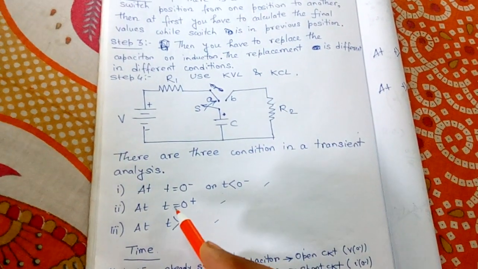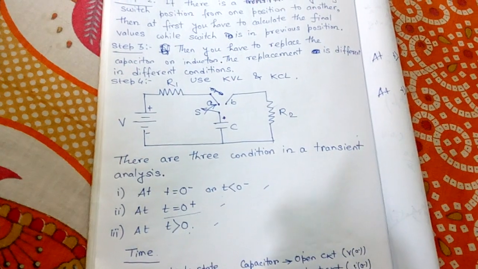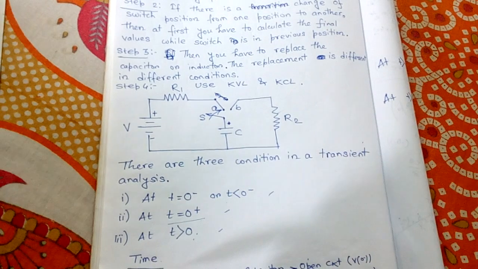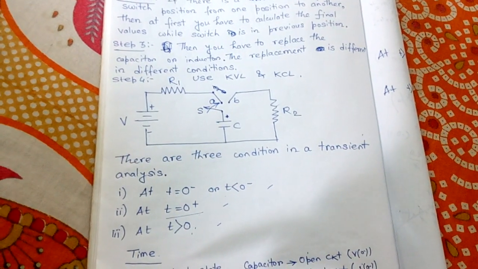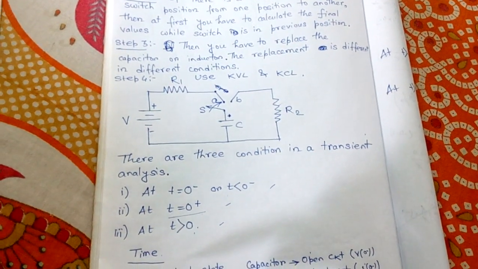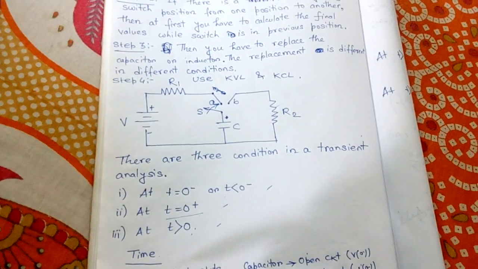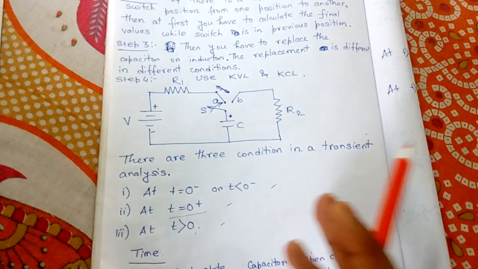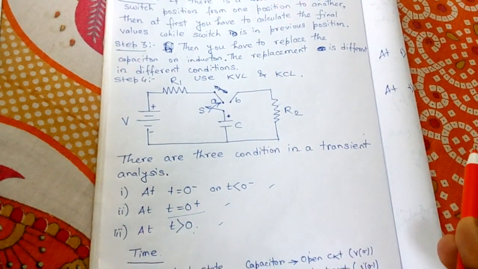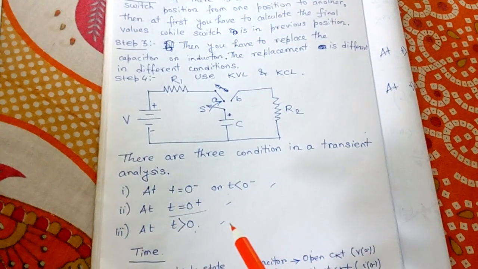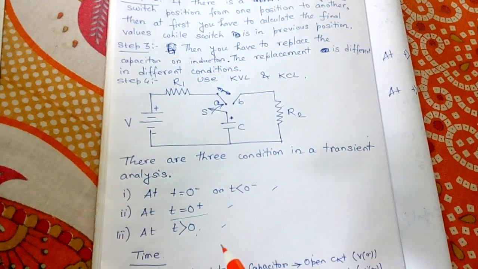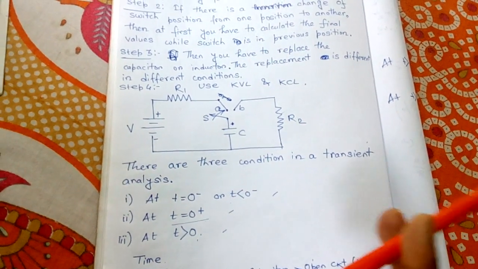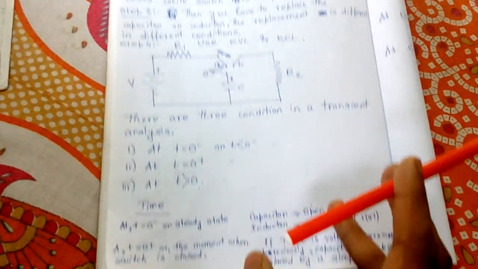Now what is the meaning of t equals 0 plus? t equals 0 plus means the moment when the switch is just thrown to position B. And t greater than 0 means after some time since the switch was thrown to position B. Now according to these three conditions, we have to replace the capacitor, inductor and resistor in the corresponding circuit. Okay, let's see.